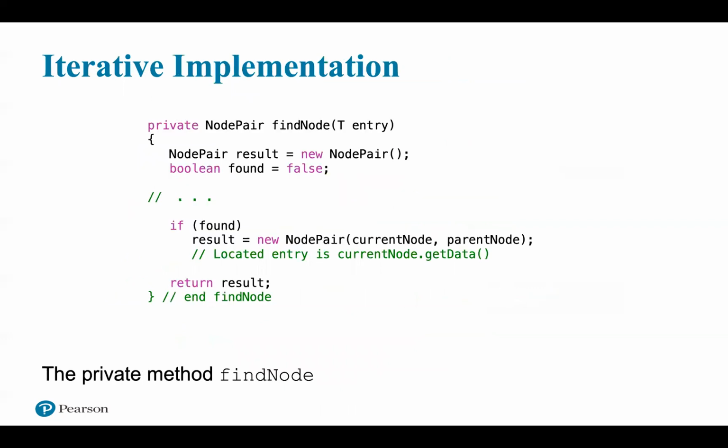And here we have the private method find node. To find the node that contains a match for a given entry, we use the compareTo method within a loop to compare the given entry with the other entries in the tree. The method returns a pair of references to the desired node and its parent as an instance of the class node pair. Thus, find node has the following form as we're showing.